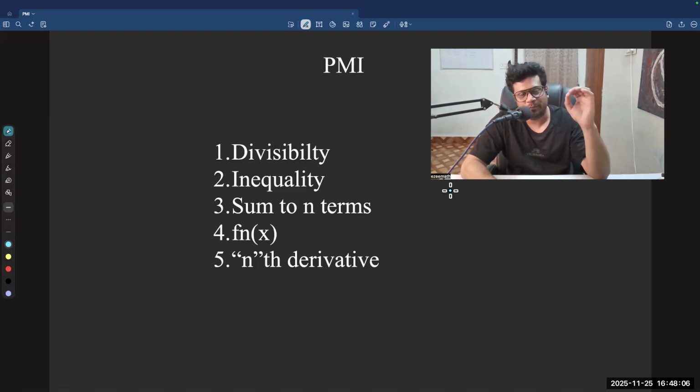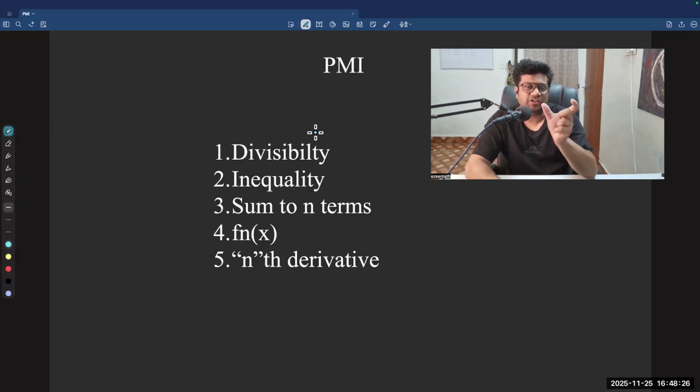Today we're going to look into PMI, that is proofs by mathematical induction from IB HL AA. In this topic, there are five kinds of questions that can be asked, out of which we are going to do divisibility today, which is proving that one particular expression is always divisible by a number. And of course, there are more of them. There is inequality, there is sum to n terms, and all of this. We will go one after the other. This is how we will cover this whole chapter. Today, we're going to look into some divisibility questions.